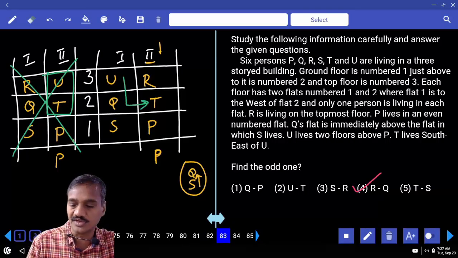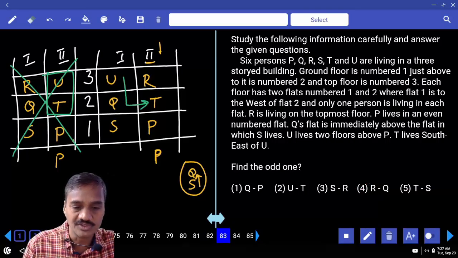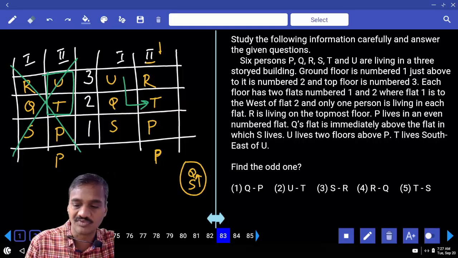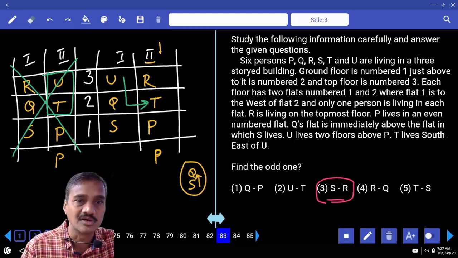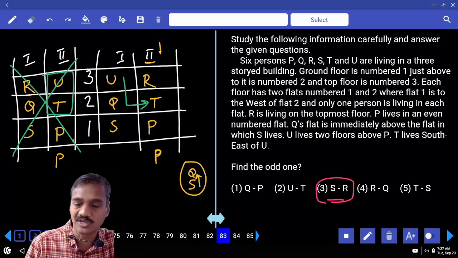And 83, find the odd one out. Q and P, they are living on different flats. U and T, different flats. S and R, different flats. R and Q different. T and S different. Except this S and R, the remaining persons are living on consecutive floors, on neighbouring floors. But here, S and R, there is one floor in between these two. Choice 3 is the odd one.